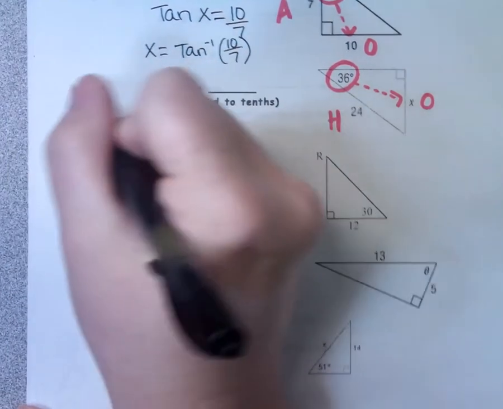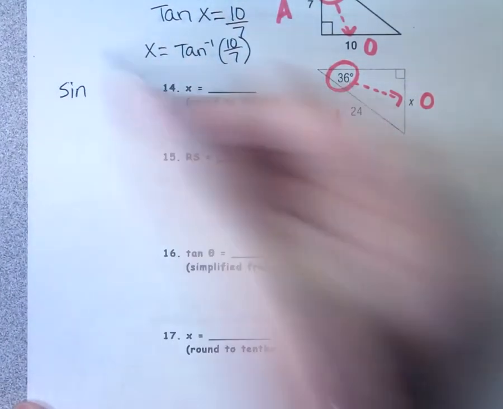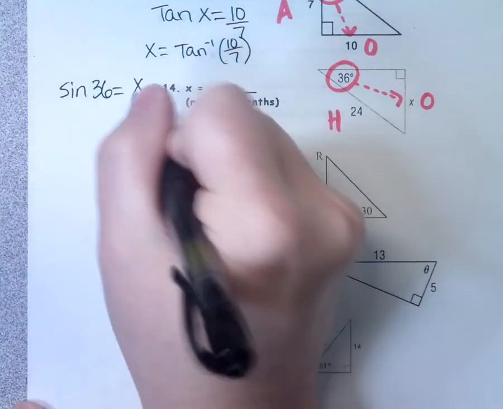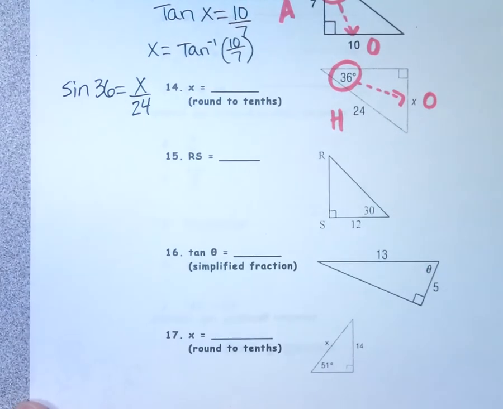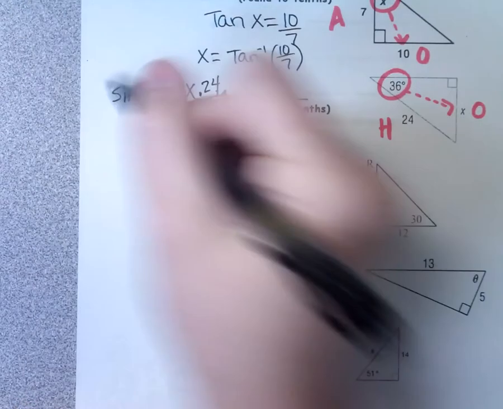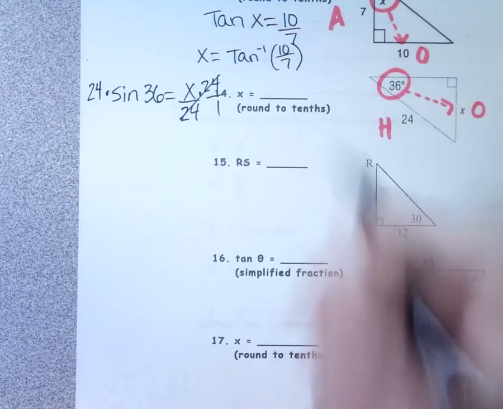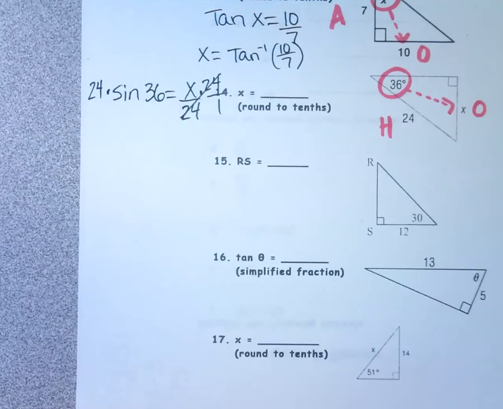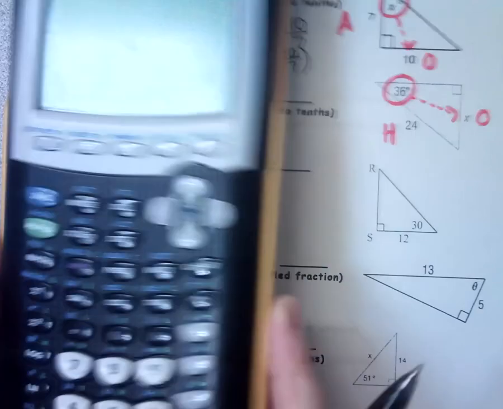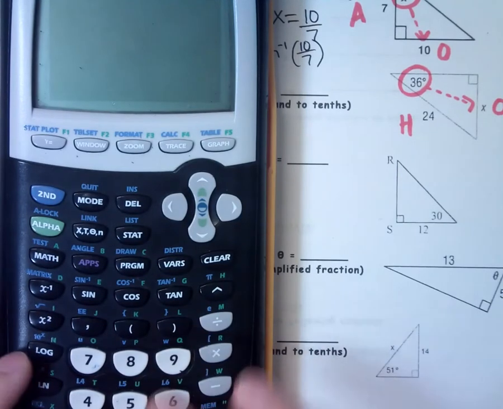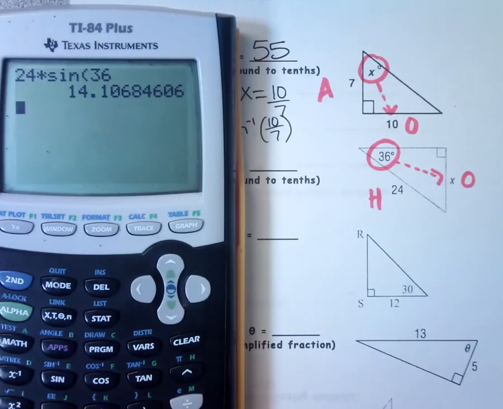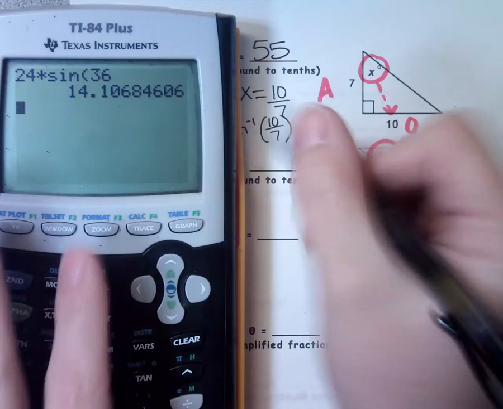Sine. So it's sine of whatever the angle is. Sine is opposite over hypotenuse, so x over 24. My goal is to get x by itself, so to get rid of division of 24, I multiply both sides by 24. And then all I have to do is put 24 times sine of 36 in my calculator. So let me do that. So 24 times the sine of 36. And if I round that to the nearest tenths, that will make 14.1.